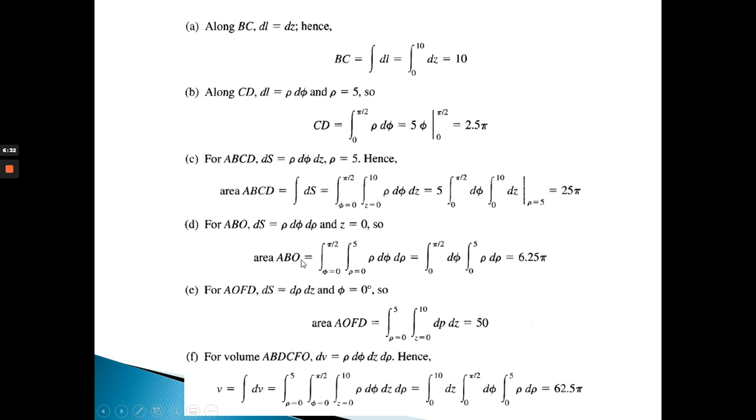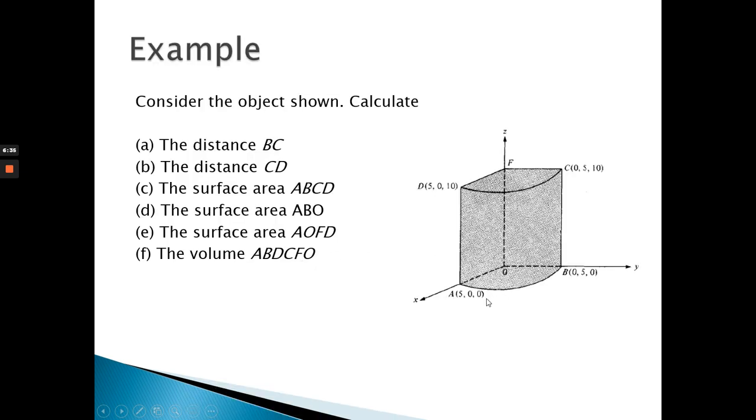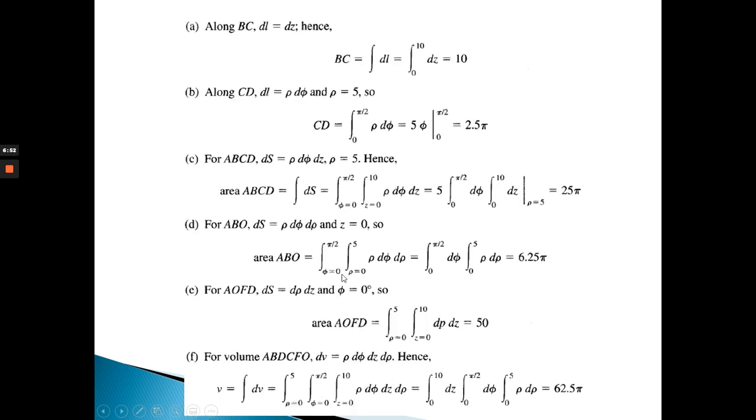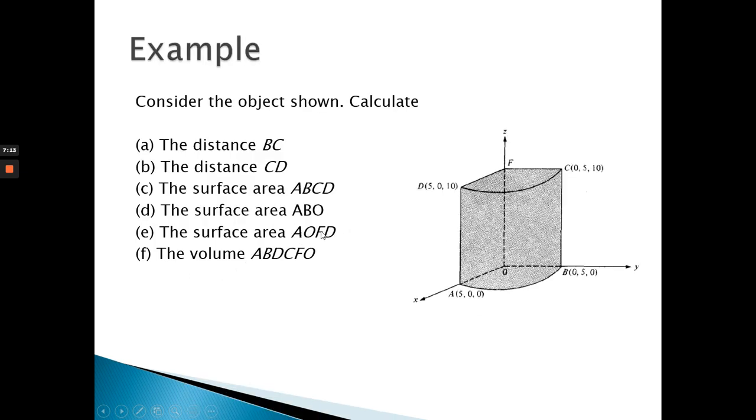Now area of ABO. So A, B and O. We move phi and rho, right? No Z here. So we have rho d phi and d rho. So rho d rho will stay and d phi will separate. So d phi and d rho, you know it. That's how we get it. Now AOFD. We need to find out AOFD.